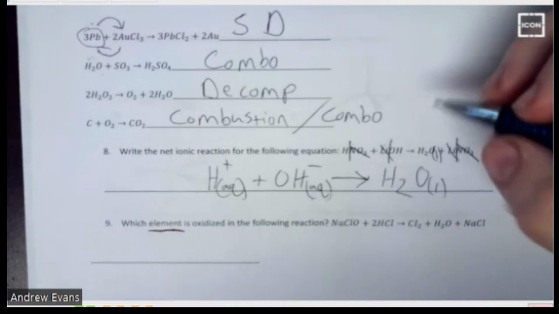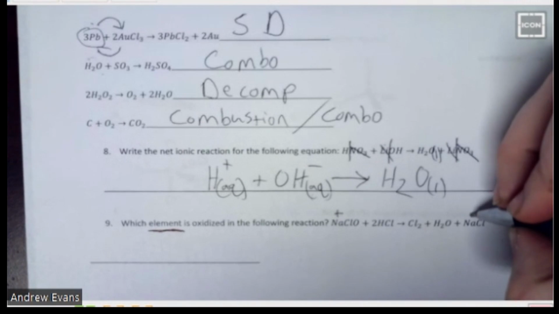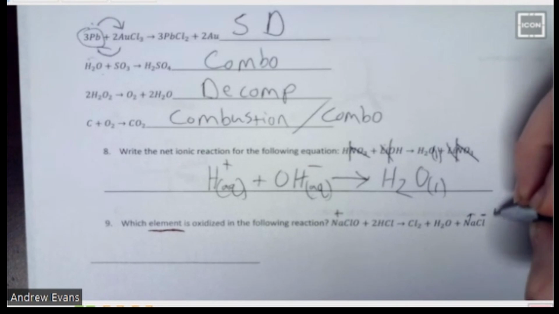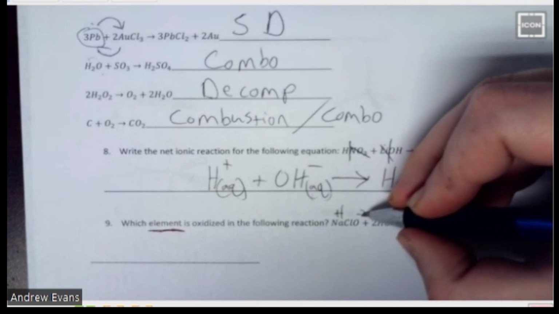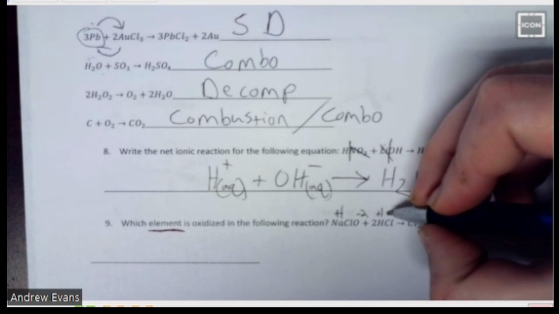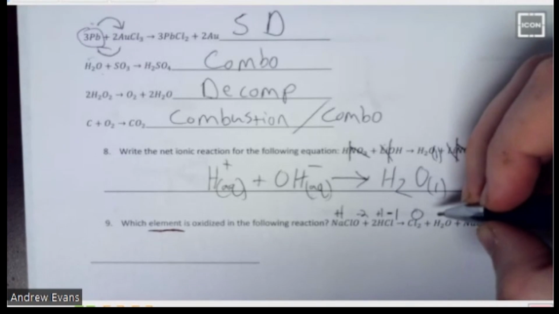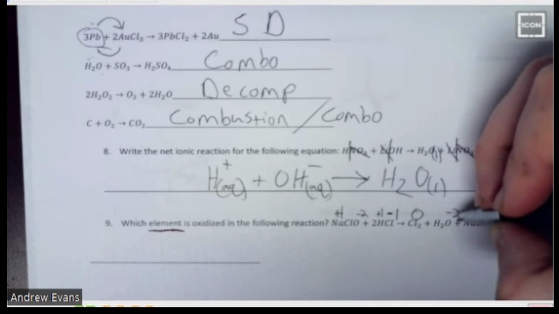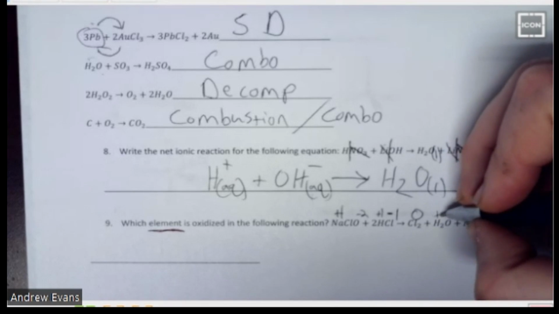Now this guy, read it. Which element is oxidized? If you figure it out, Na is usually +1, +1, -1. O is almost always 2 minus. H is always +1. Cl is 0. O is 2 minus. And H is +1.